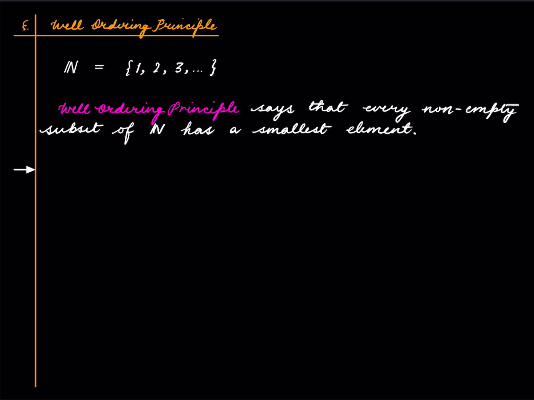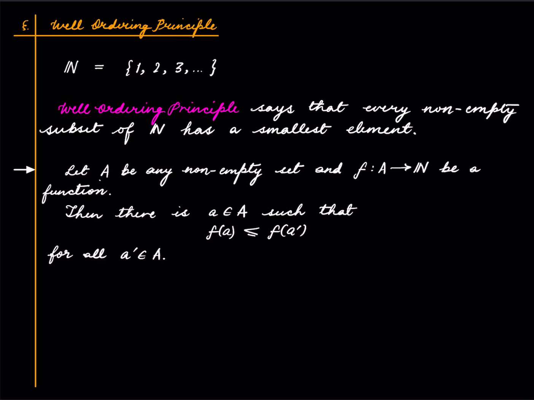A different way to look at the same thing, and sometimes this formulation is useful, is the following. Let A be any non-empty set and take f as any function from A to N. N is again the set of natural numbers. Then the well ordering principle says that there is an element a in the set A such that the f value at a is smallest amongst all possible f values. So that's what this is saying.